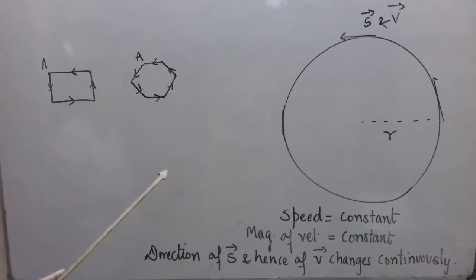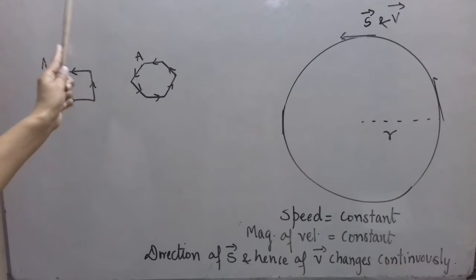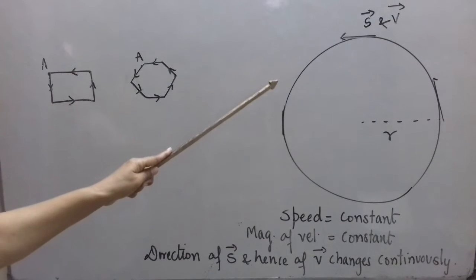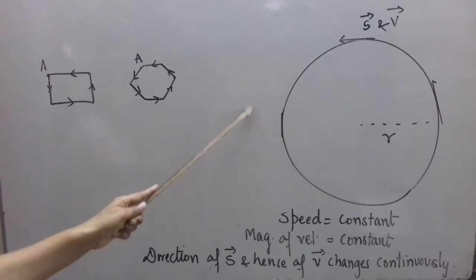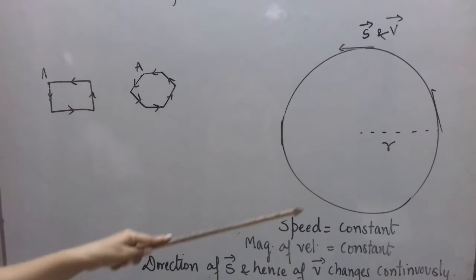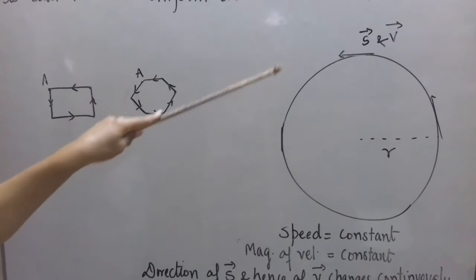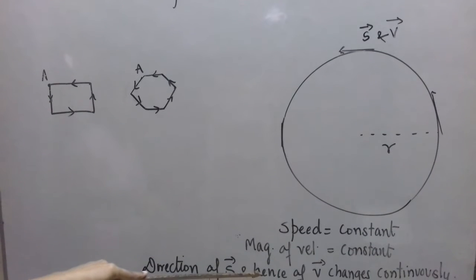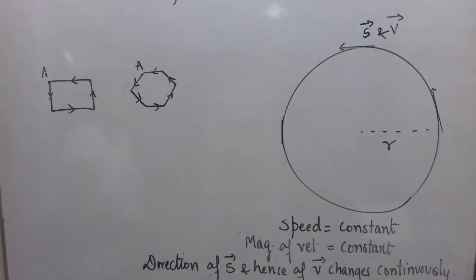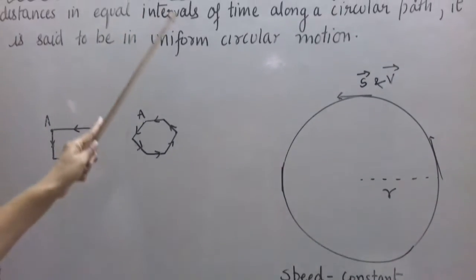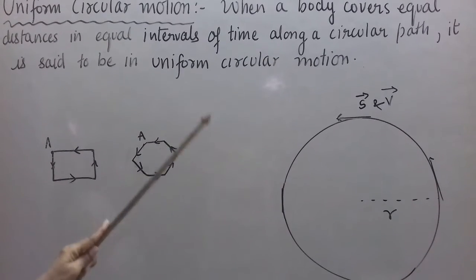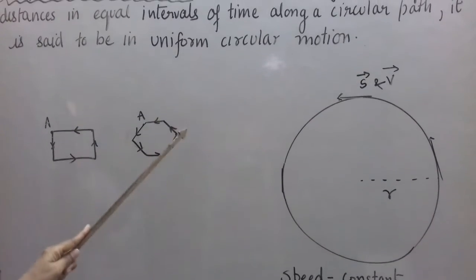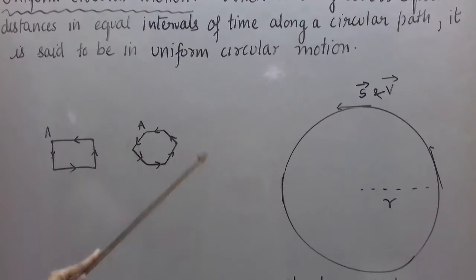So if I ask you, students, in a uniform circular motion is velocity constant, like in the case of uniform motion along a straight line? No. In this case velocity is not constant. Although the magnitude is constant, since the direction is continuously changing, there is some acceleration. And we can say uniform circular motion is an accelerated motion. Remember students, I have not used the words uniformly accelerated motion. I have just used the words accelerated motion.